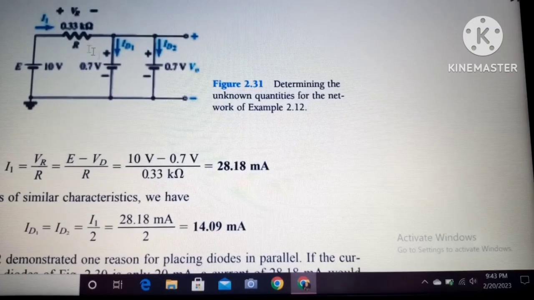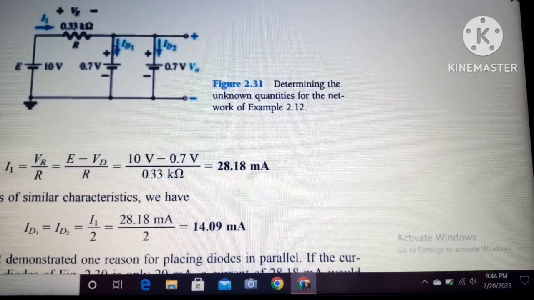Now we find the current across this resistor. Here we apply Ohm's law to find the current, which is I is equal to V divided by R. Here VR is the voltage across this resistor, which is E minus VD, and VD is the voltage of the diode. So the equation becomes total voltage minus voltage of diode divided by resistance. So I1 becomes 2.18 milliamperes.